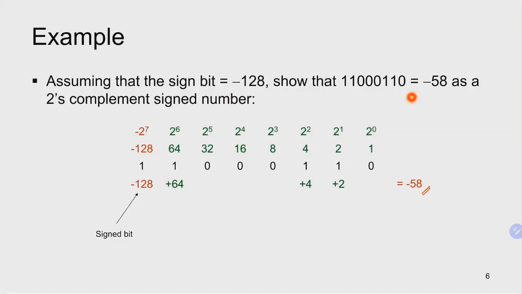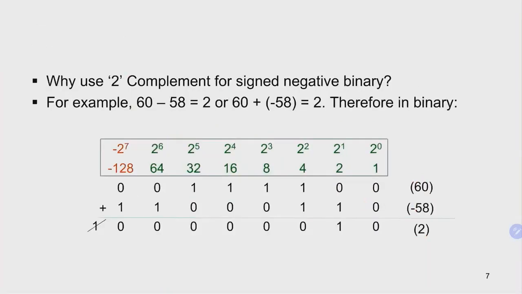So this is another way of working out the value of a two's complement number. You can also do two's complement again on this value, and you can see that it will equal positive 58, and the sign bit tells you that it is negative. So you can also do that to work out its value. This is just the working of that example. I'm not going to repeat that again.